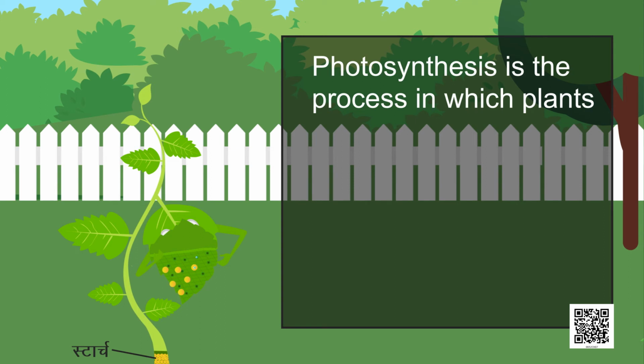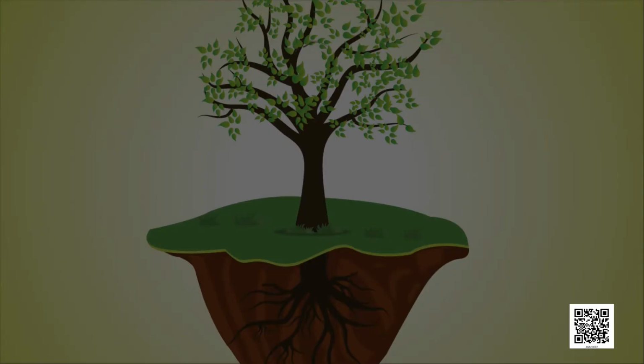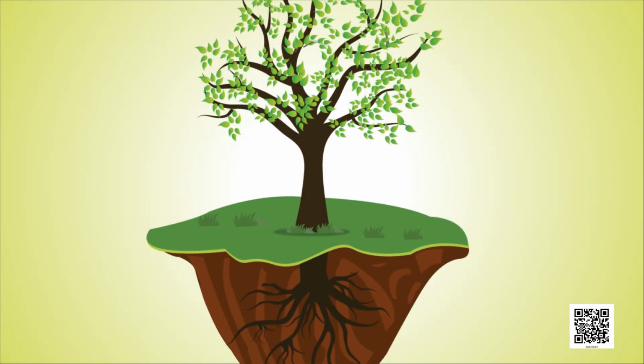Photosynthesis is the process in which plants use carbon dioxide and water in the presence of sunlight and chlorophyll and prepare their food. Root. Children, you now know that plants use water to prepare their food. Roots transport water to the stem and leaves of the plant.